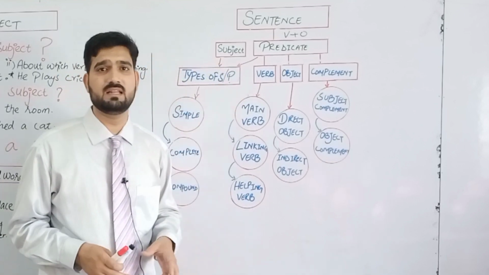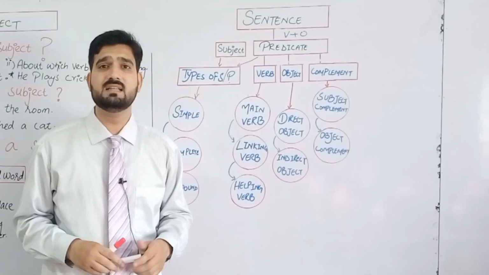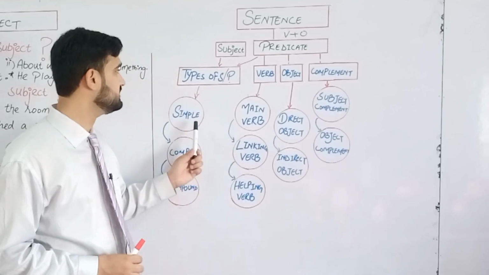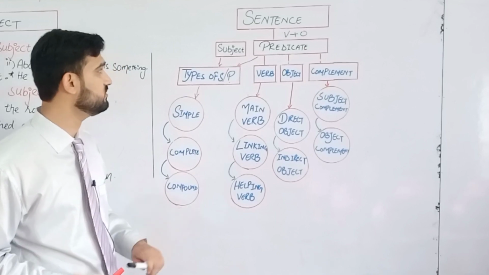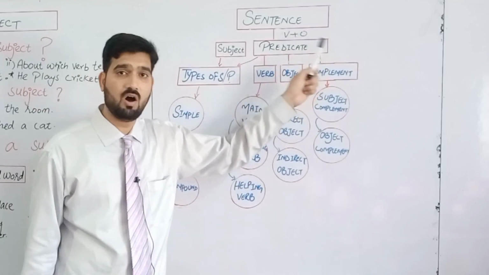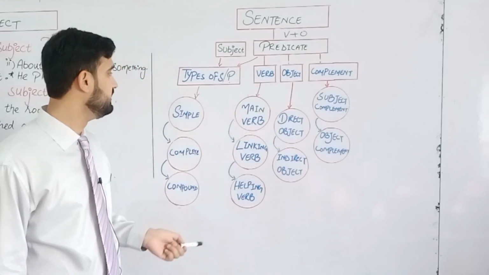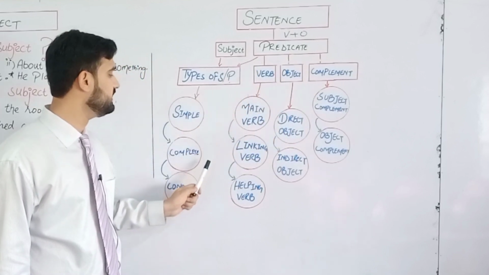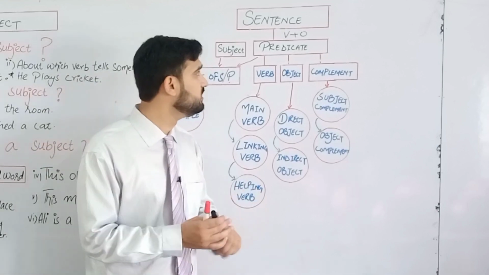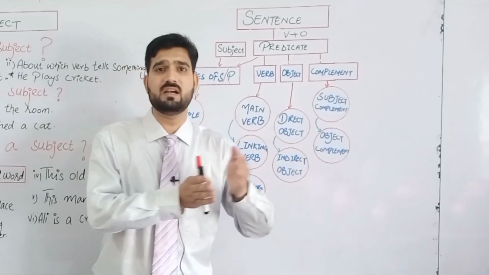As far as you know, there is a subject, but the subject has three more different categories: the simple subject, complete subject, and compound subject. And the predicate, which consists of the verb and an object, also has three main categories: simple predicate, complete predicate, and compound predicate.